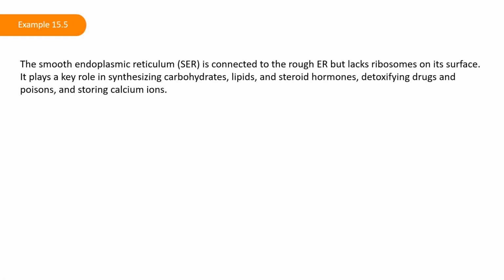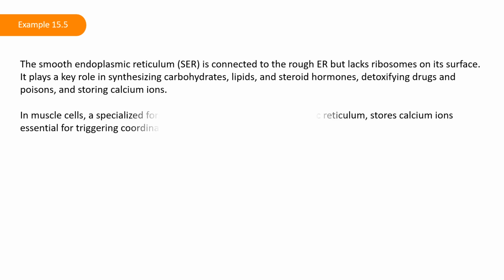The smooth endoplasmic reticulum, SER, is connected to the rough ER but lacks ribosomes on its surface. It plays a key role in synthesizing carbohydrates, lipids, and steroid hormones, detoxifying drugs and poisons, and storing calcium ions. In muscle cells, a specialized form of the SER, called the sarcoplasmic reticulum, stores calcium ions essential for triggering coordinated muscle contractions.